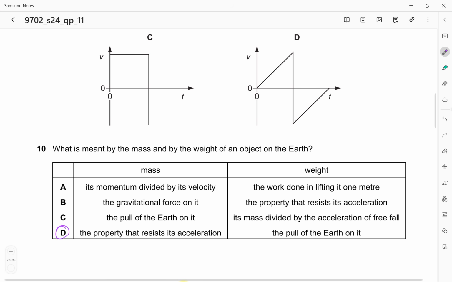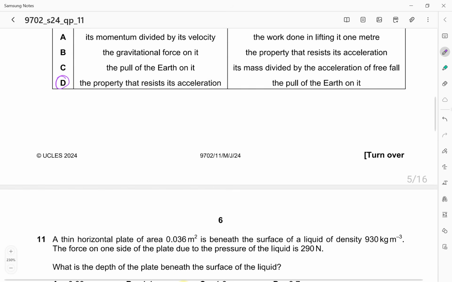Then weight is the pull of gravity, the pull of the earth on the object, that is the weight. So the answer is D.